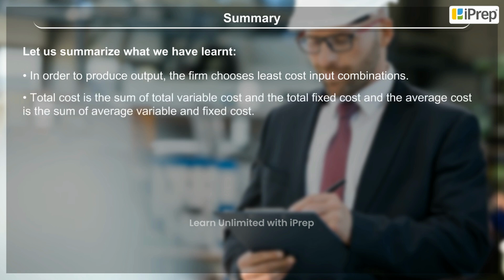Total cost is the sum of total variable cost and total fixed cost, and the average cost is the sum of average variable and average fixed cost. The average fixed cost curve is downward sloping.